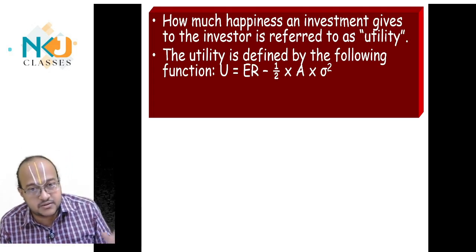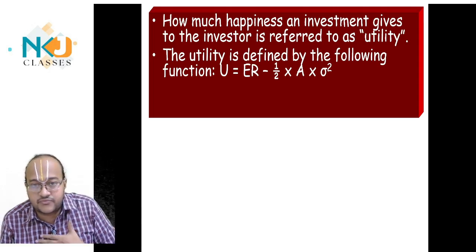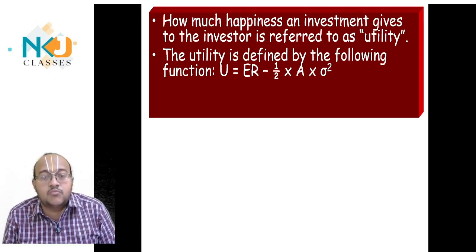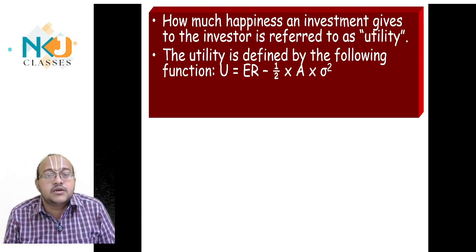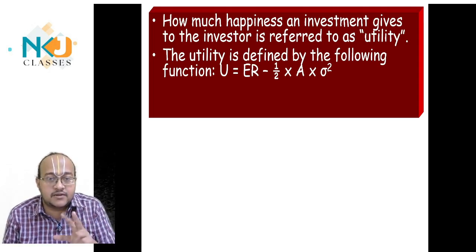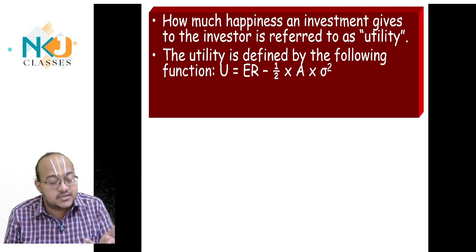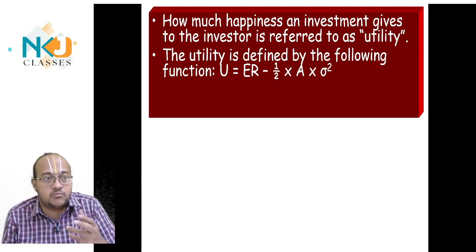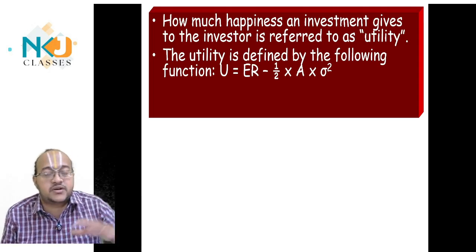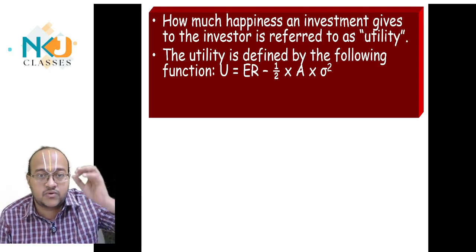Like that, here also, utility is affected by three factors. One is expected return. The higher the return, the more beneficial. Then half into aversion factor: the more risk averse a person is, the more return he will be expecting and the less happy he will feel. That is negatively, inversely related. Same is the case of risk. The more the risk, the lesser the satisfaction. The lesser the risk, the higher the satisfaction. Are you understanding?